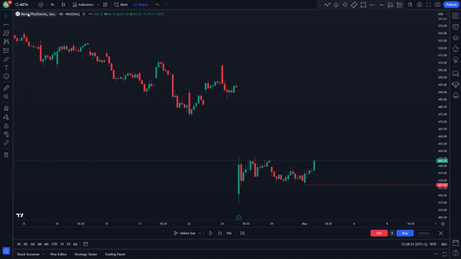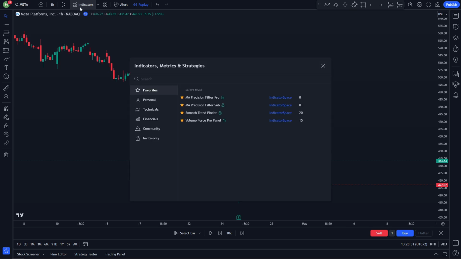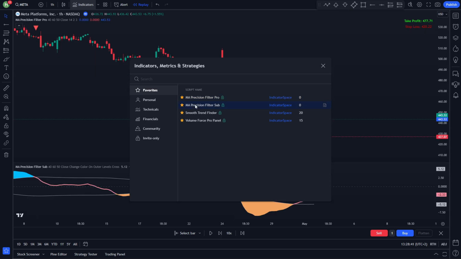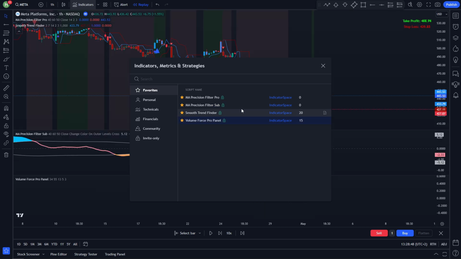On the chart, I've selected Meta Platforms Incorporated, ticker symbol META, in the hourly time frame. Under the Indicators tab, which is located in the top toolbar on TradingView, I'm going to add the indicators to our chart. Firstly, I will add the MA Precision Filter Pro and Sub. Then on top of this, I will also add the Smooth Trend Finder and Volume Force Pro panel.